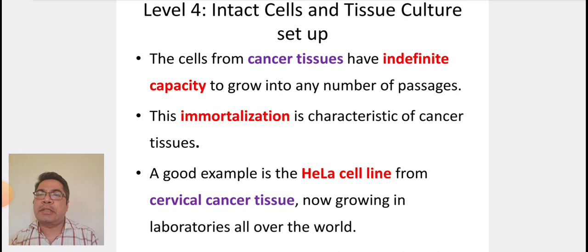The cells from cancer tissues have indefinite capacity to grow through a number of passages. Immortalization is characteristic of cancer tissues. A good example is the HeLa cell line from cervical cancer tissue, now growing in laboratories all over the world.